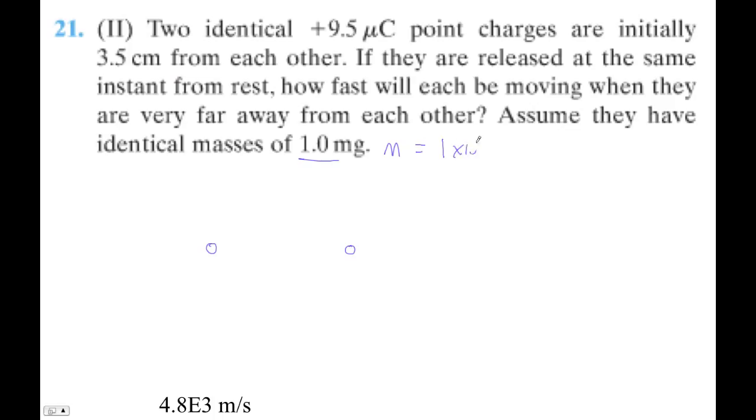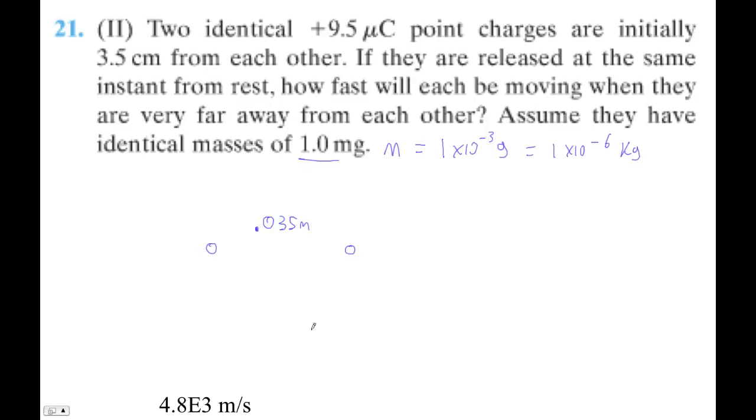1 times 10 to the minus third grams is 1 times 10 to the minus sixth kilograms. Wow. Each milligram. Okay, I think that's right. And then they are 3.5 centimeters from each other, so that distance is 0.035 meters, right?